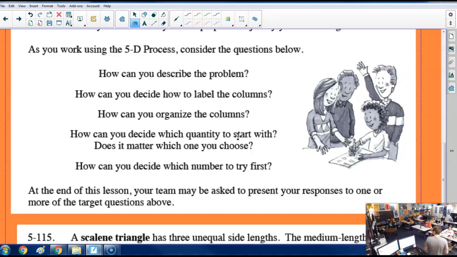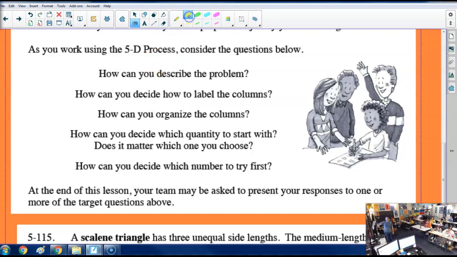How can you describe this problem? How can you decide how to label the column? How can you organize the column? How can you decide which quantity to start with? Does it matter which one you choose? How can you decide which number to try first? Thank you very much, by the way.